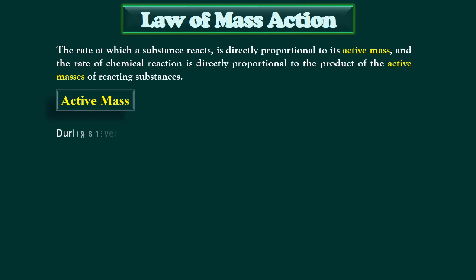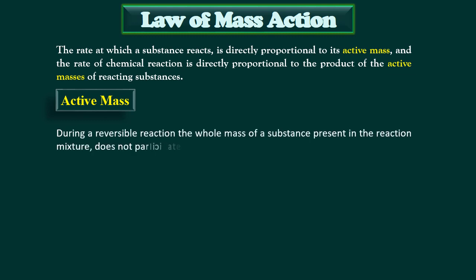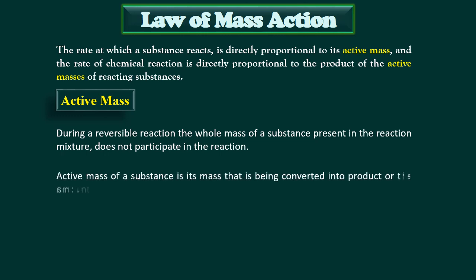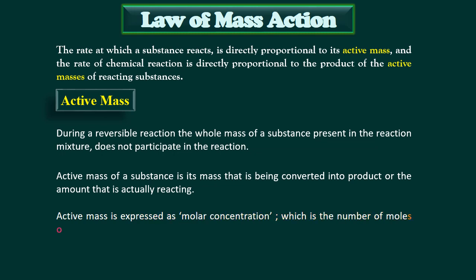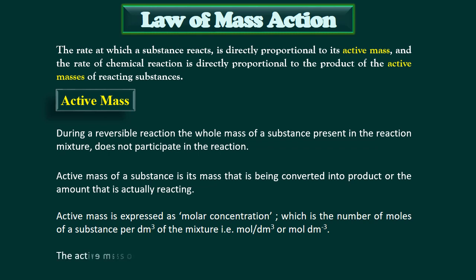Remember students, during a reversible reaction, the whole mass of a substance present in the reaction mixture does not participate in the reaction. Active mass of a substance is its mass that is being converted into product, or the amount that is actually reacting. Active mass is expressed as molar concentration, which is the number of moles of a substance per dm cube of the mixture, that is mole per dm cube.